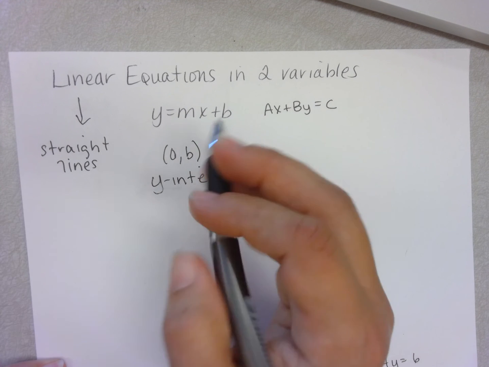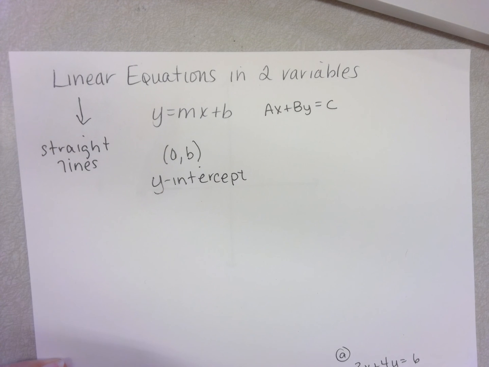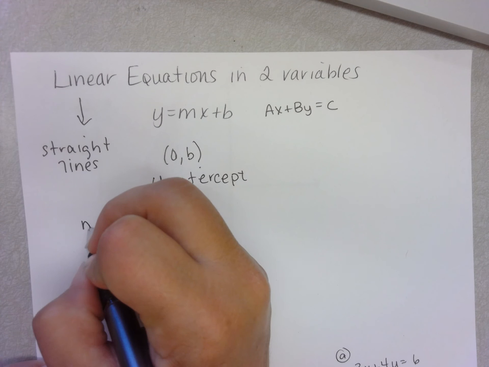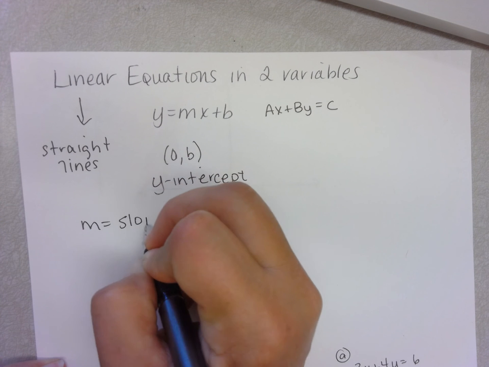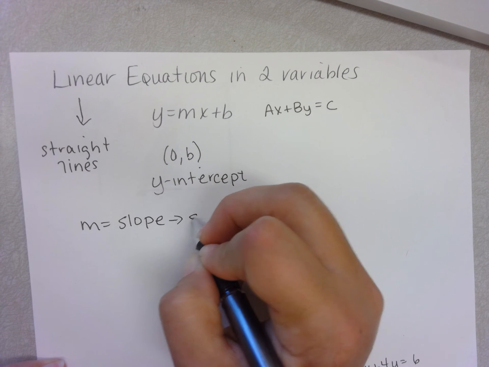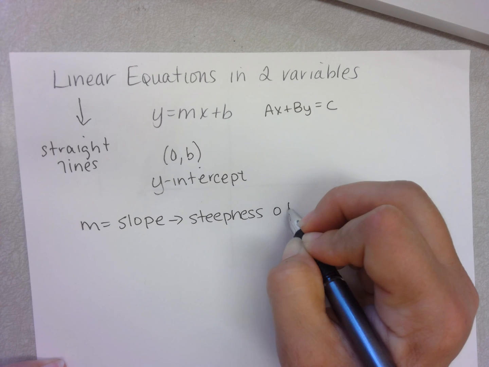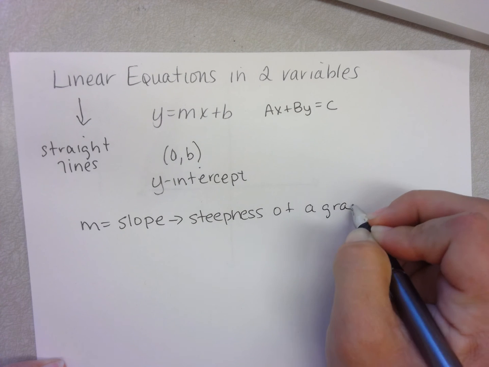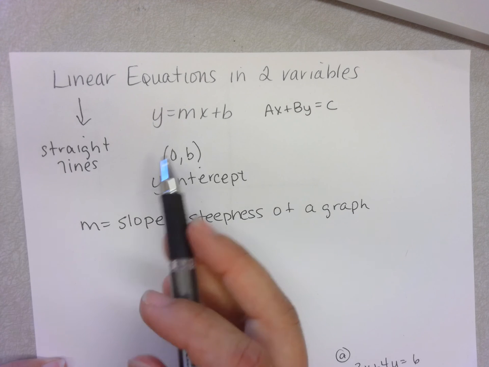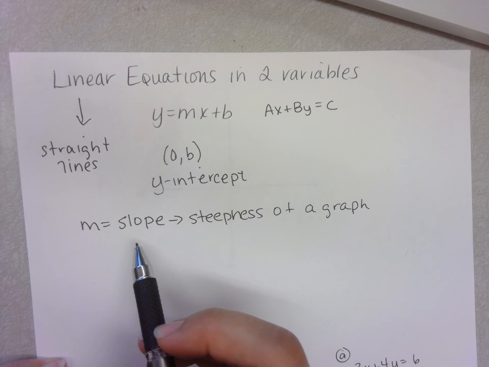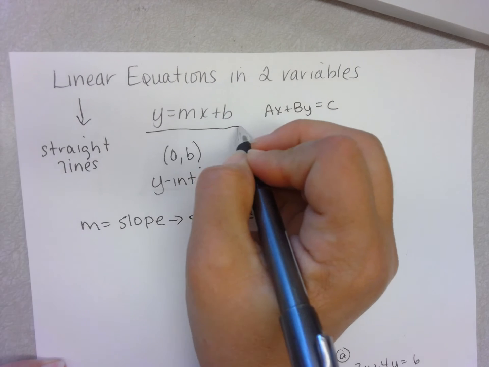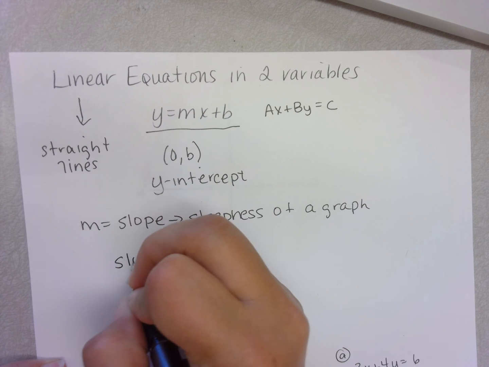So that leaves m to represent what we call the slope, which is really a descriptor of the steepness of the graph. So m is the slope, which represents the steepness of a graph. Because m is the slope and b is the y-intercept, we call this form slope-intercept form.